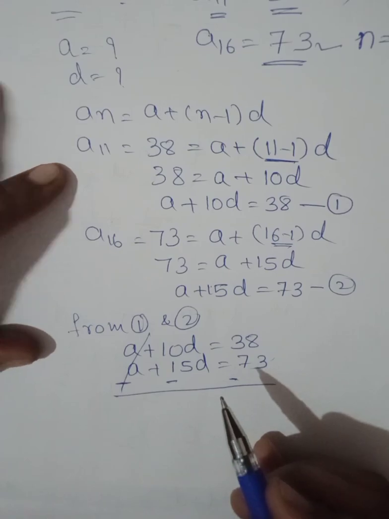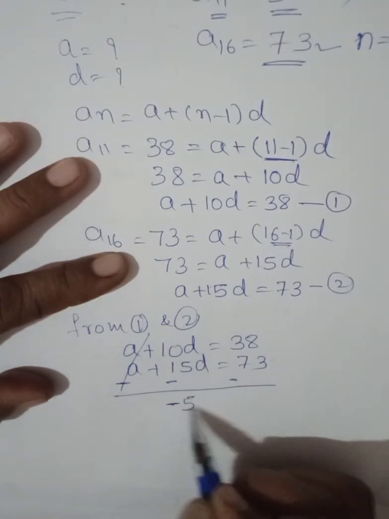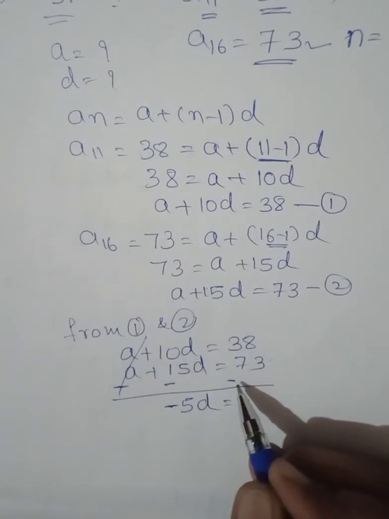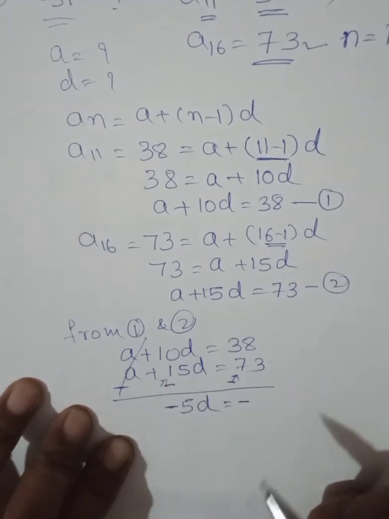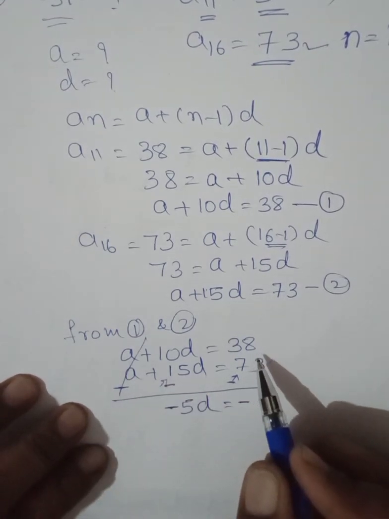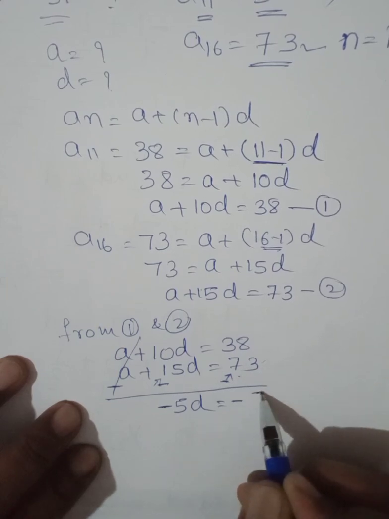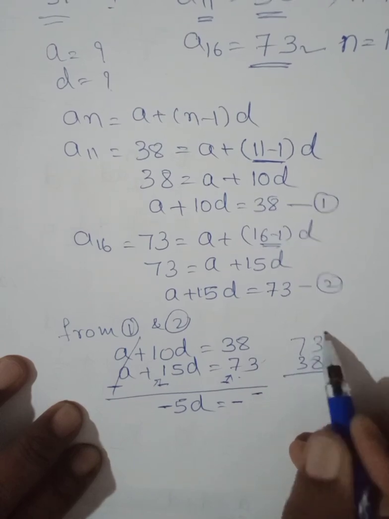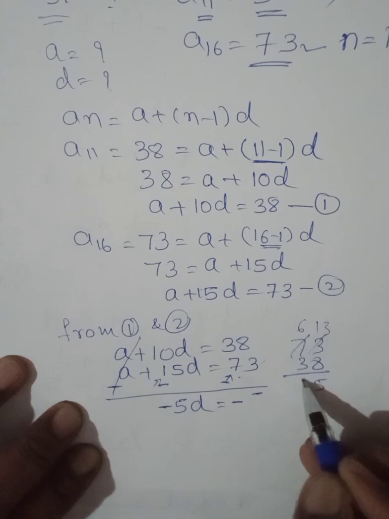So what we have here, 10D minus 15D is minus 5D is equal to minus, because now the sign with this one is minus and this is also having minus, 73 minus 38. You are going to subtract, and this one here I will show you: 73 and 38, you are making this way 13 and you are calling this one as 6. Okay, and this is 5 and it becomes 35.